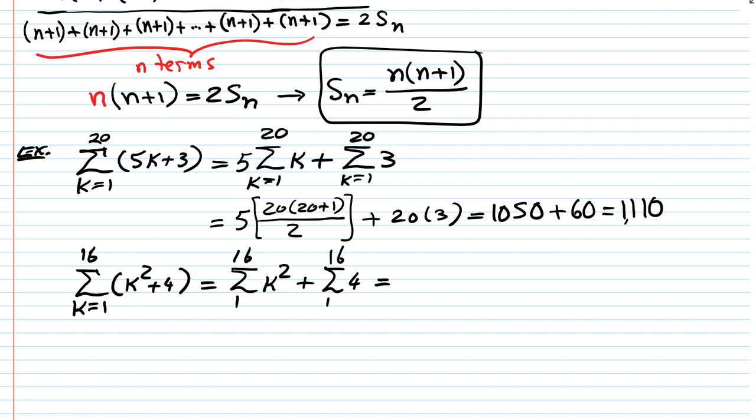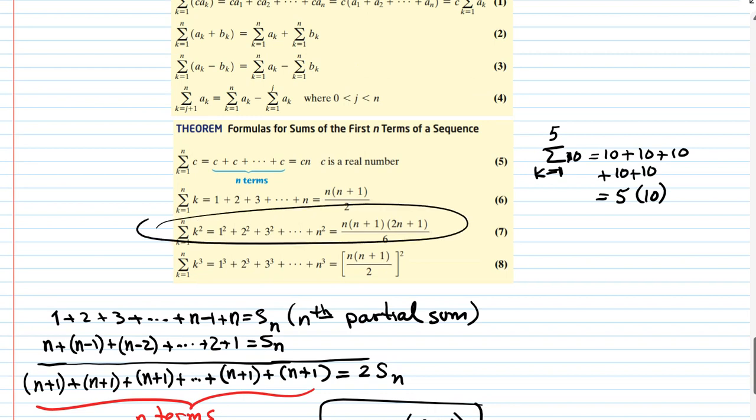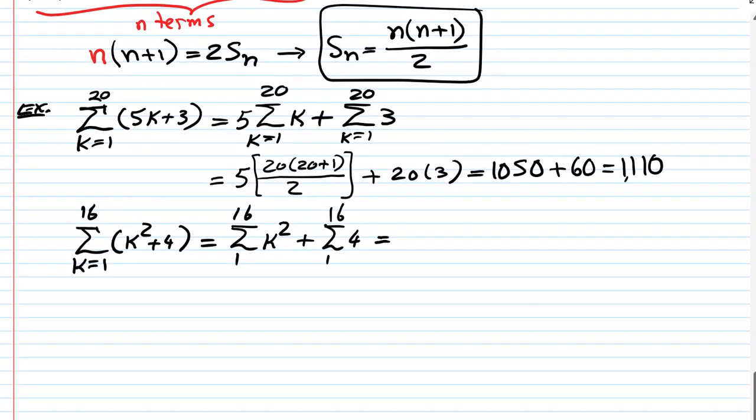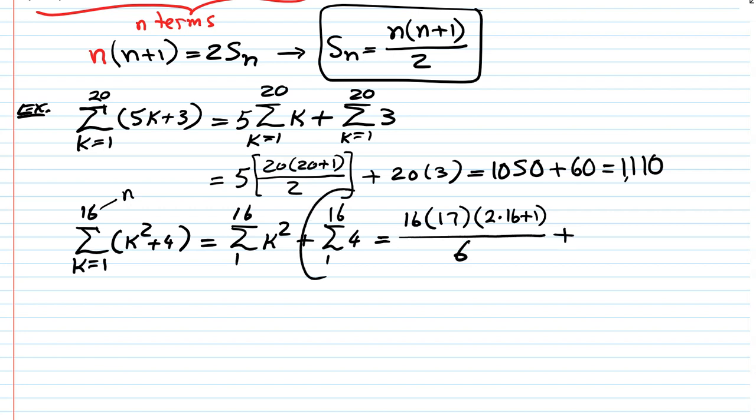Well, sigma of k squared, we had a formula for that. It's n times (n plus 1) times (2n plus 1) over 6. N here is 16, by the way, right? This is n in our formulas. So n would be 16. N plus 1 is 17. 2n plus 1, that's 2 times 16 plus 1. Divided by 6, plus the sum of a constant. You multiply upper limit times the constant. We did that here also in my previous example.